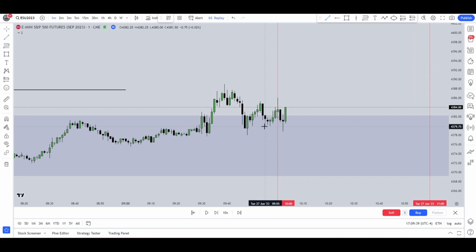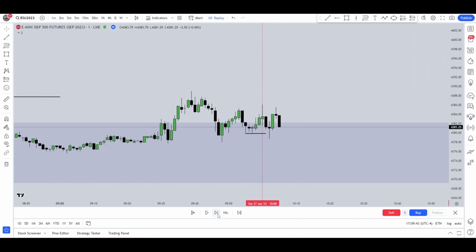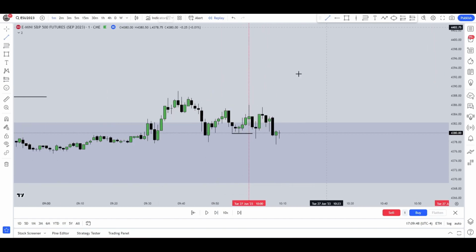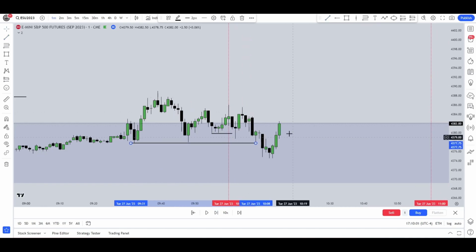Sweep another liquidity right here, so now we can look for some longs if we see a market structure shift. We took out more liquidity, all of this. Now we see a little bit of a market structure shift.